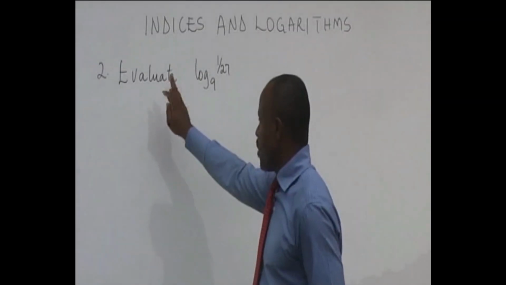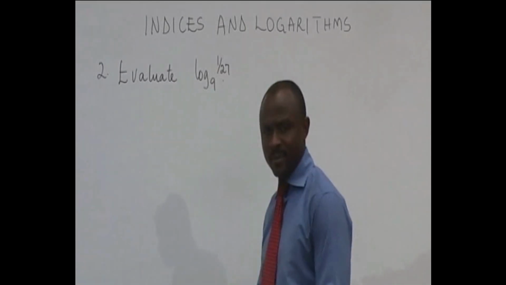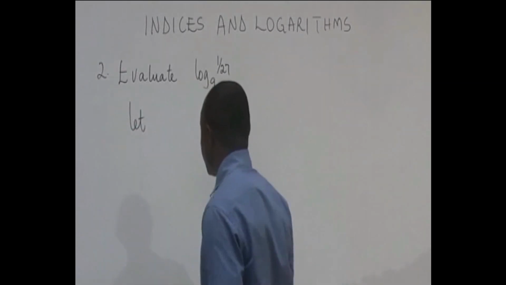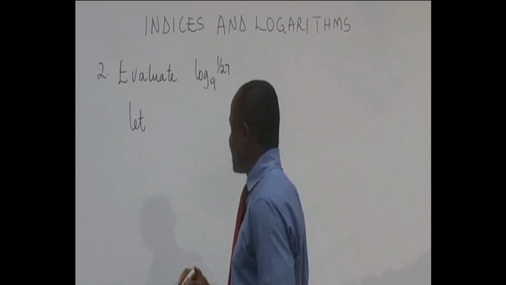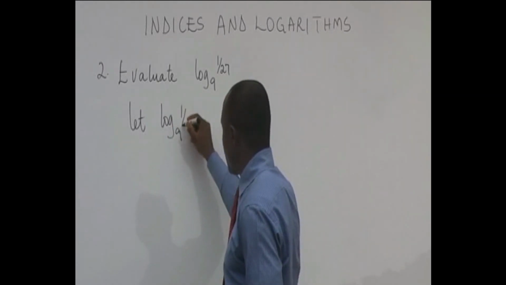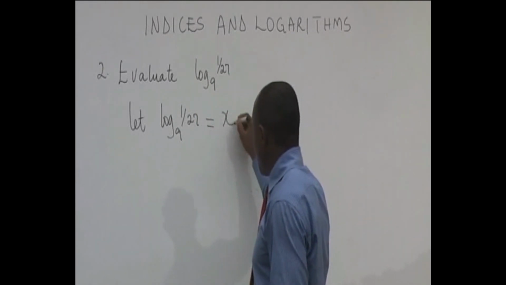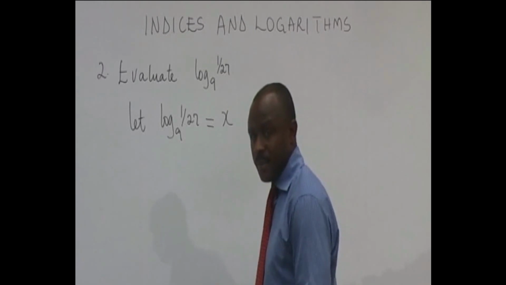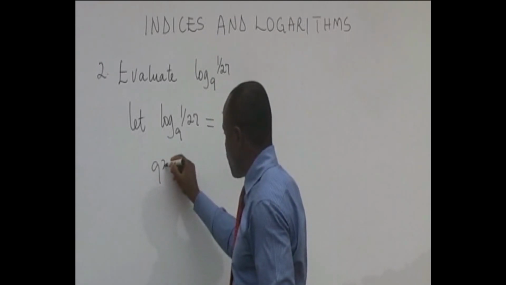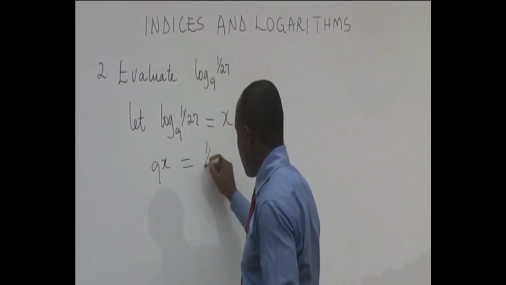Question number 2 says we should evaluate log to base 9 of 1 all over 27. The same process, you have to start by saying let the expression log to base 9 of 1 all over 27, let it be represented by any letter. I told you I love x. If this is the case, that means 9 exponent x is equal to the index you have here, 1 all over 27.